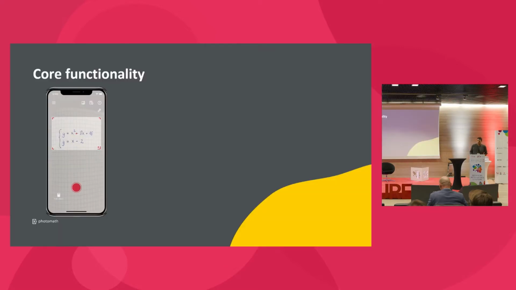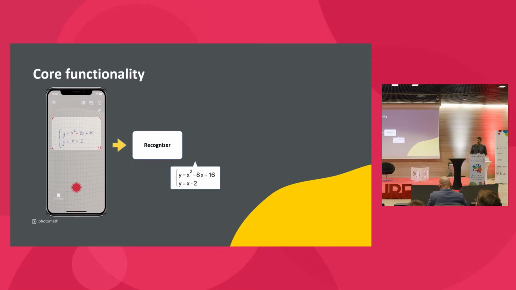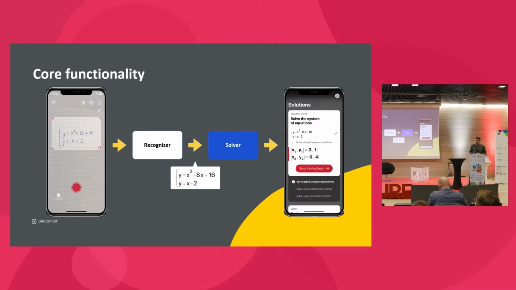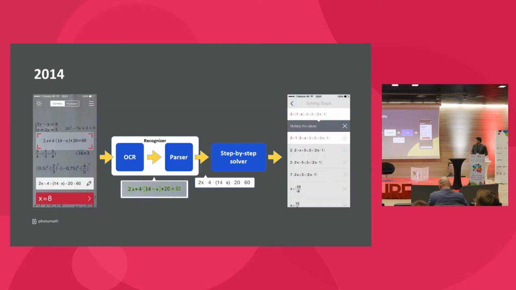Okay, so the core functionality of the app is that scanning pipeline. The user takes a photo of their problem, we put it through our recognizer and return a structured version of that problem, which we can then put to our solver system, which then creates step-by-step solutions for that problem, and we return that to the user.